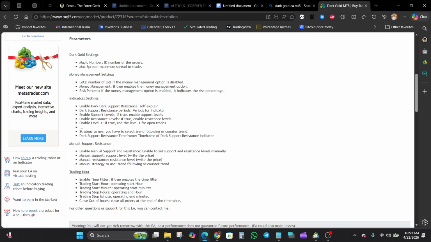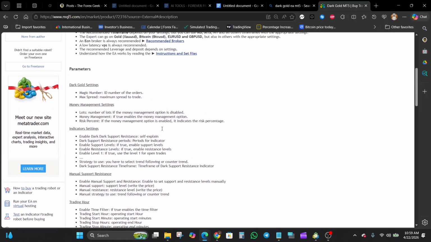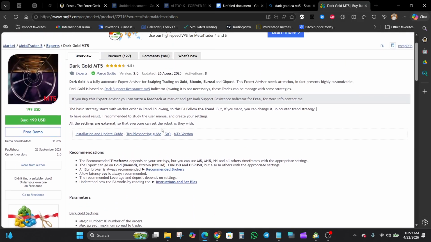Next, we have the trend following and counter trend flexibility. All right, by default, the EA follows the trend, meaning it trades in the direction of momentum, but you can switch it to counter trend if needed. This is powerful because trend following works best in strong directional markets. Counter trend works better in ranging or overextended conditions. All right. Now, the downside is that switching between these modes without proper testing can lead to inconsistent performance.